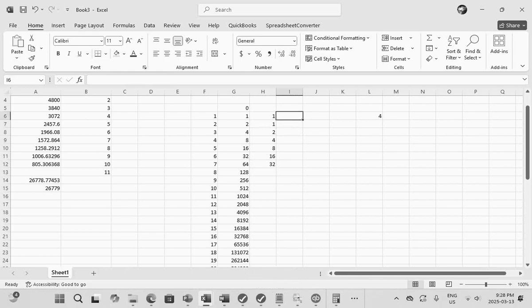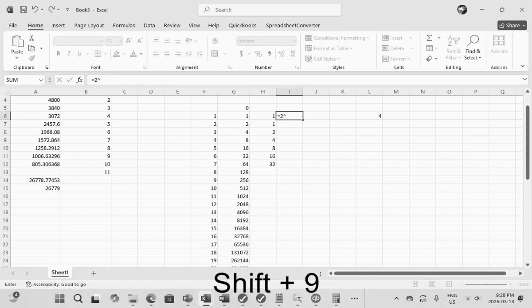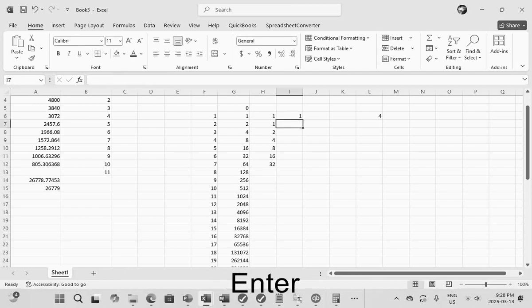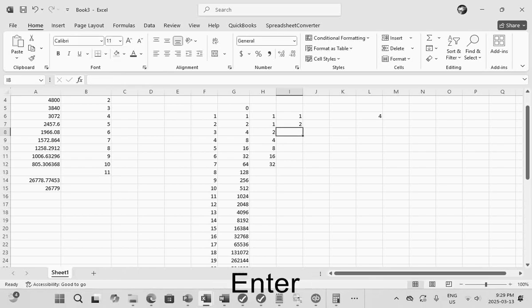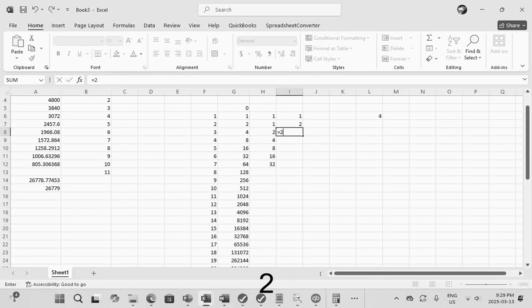The formula will be 2 as your base raised to n minus 1. Let's say this is 1 minus 1, this will be 1. 2 raised to n minus 1 will be 2 minus 1, because this is the second number, so 2 minus 1, this will be 2. This will be 2 raised to 3 minus 1, which is 4, and so on and so forth.